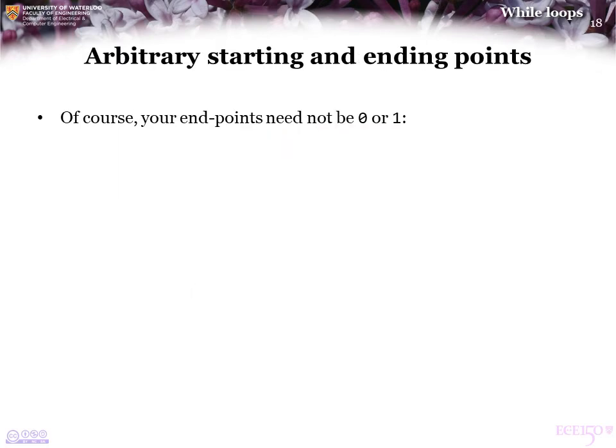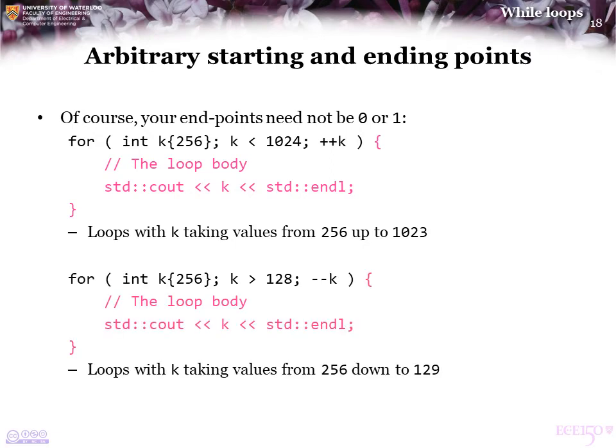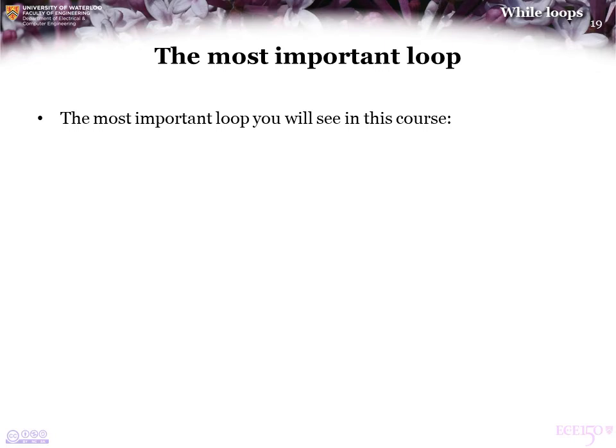Of course, one important thing to remember is the endpoints do not need to be 0 or 1. So here is a for loop where k varies from 256 up to 1023. Here's a for loop where k starts at 256 but goes down to 129. Now, we've looked at many different types of for loops, and we can see that we can make many different variations, where they start, where they end, and how the looping variable is updated.